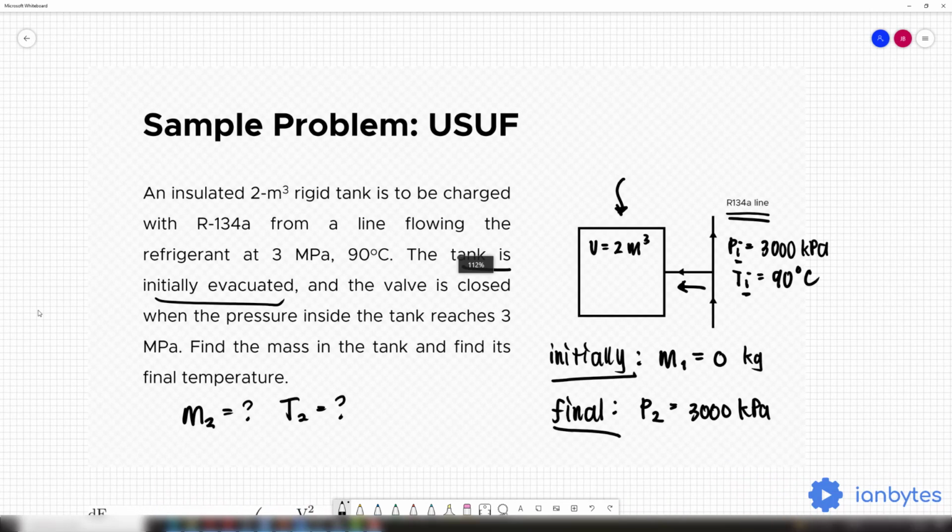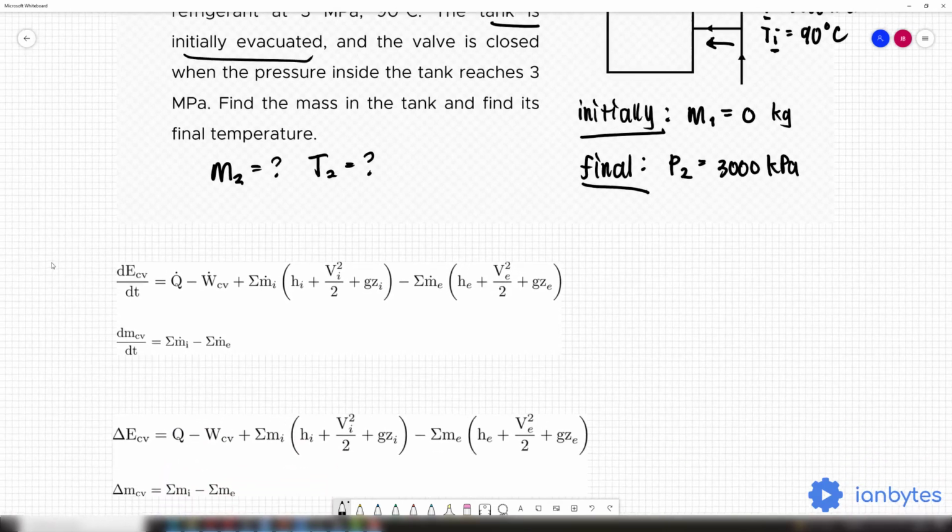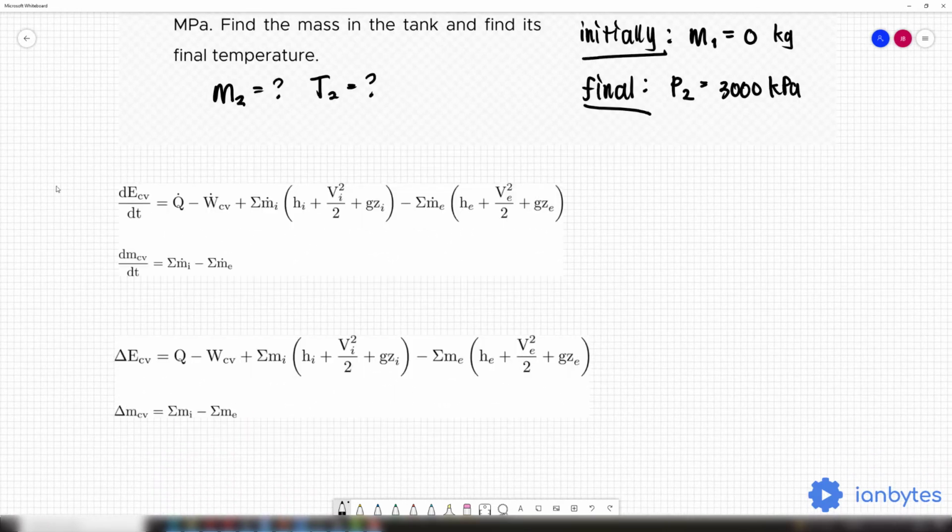Tulad na lang ng ibang word problems na sinasagutan natin, magsimula tayo sa pag-derive ng ating first law equations using the energy balance and mass balance. What you can see here are the two different forms of our first law equations for USUF systems. Itong first set of equation na ito, tawagin nating set A, ay actually yung first law for USUF in time rate form. So kapag sinabi nating time rate form, yung mga masses ay naka-express in terms of mass flow rates.